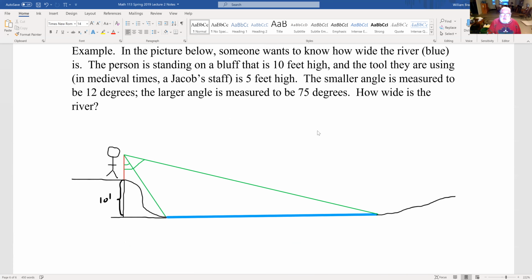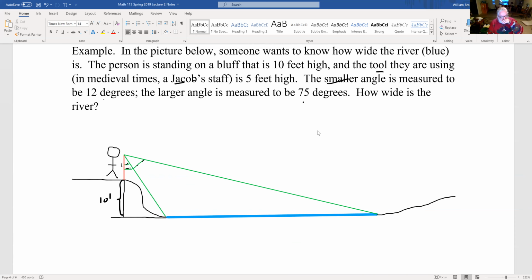And the tool they're using, that's the red thing, in medieval times, it'd be called Jacob's staff. That's 5 feet tall. And I'm not going to put in the height there because I don't have enough space. The smaller angle, that's this one here. That's measured to be 12 degrees, and that's what the Jacob's staff does. It allows you to measure how far you are away from the vertical. And the larger angle from here out to here is measured to be 75 degrees.